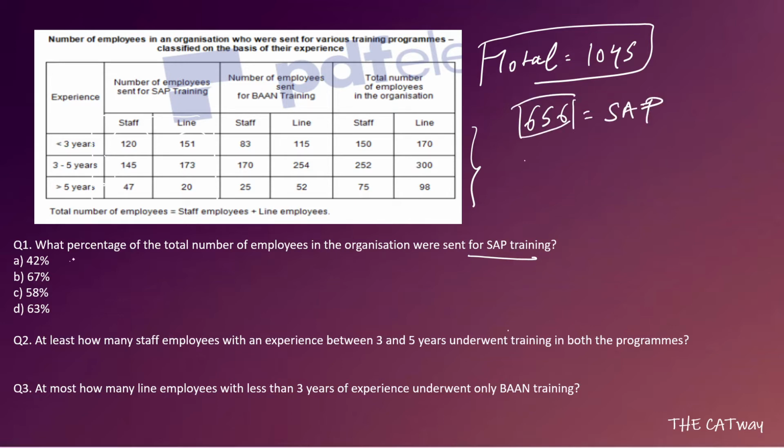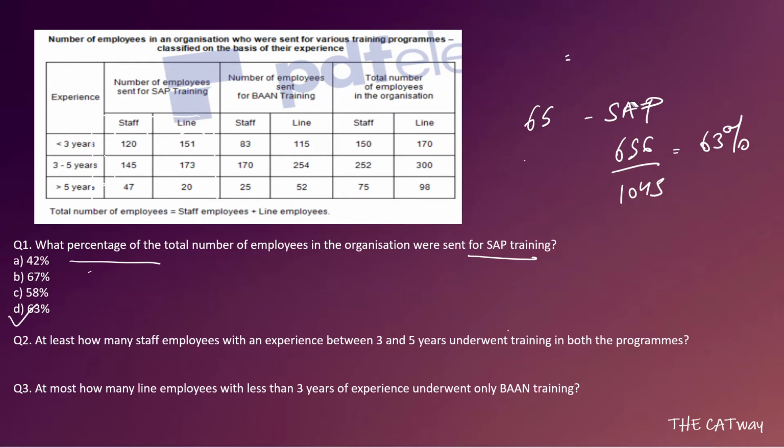Now we have to find the percentage value. So the percentage value is going to be given by 656 by 1045, which is going to be equal to 63%. So the correct answer for this question is going to be option number D. Now let's move ahead.